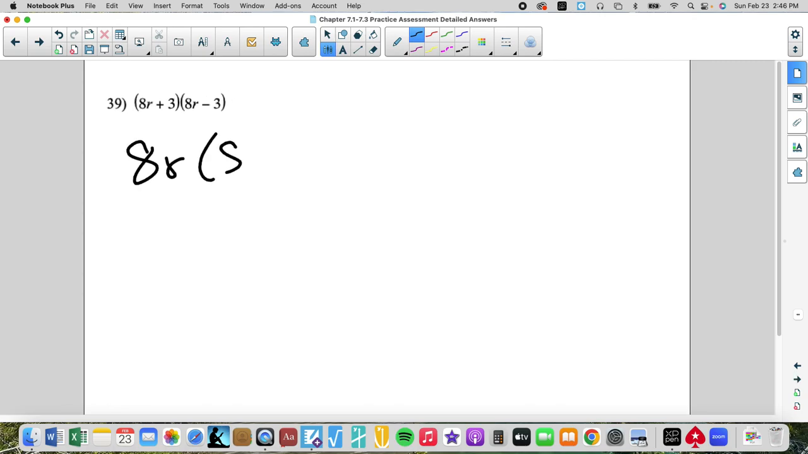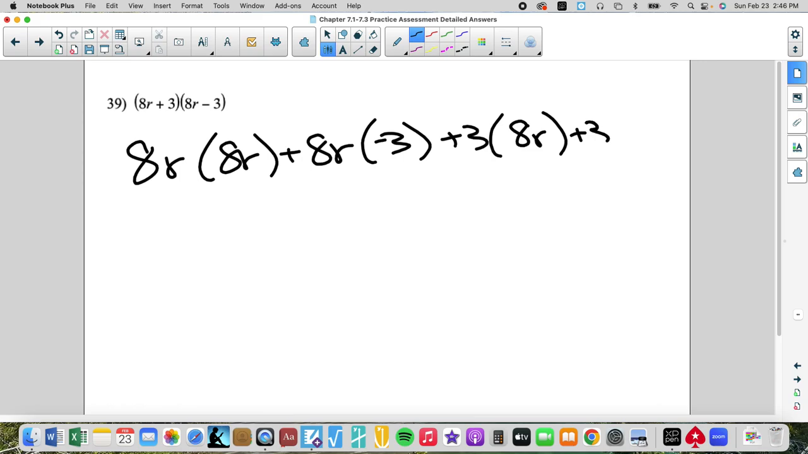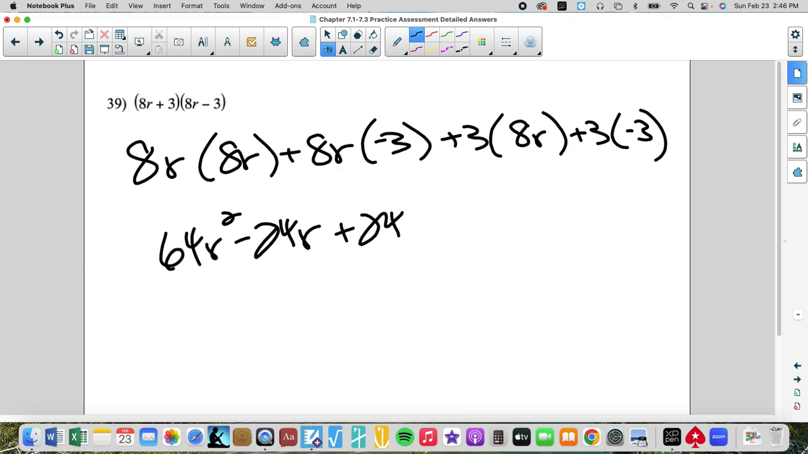8r times 8r plus 8r times negative 3 plus 3 times 8r plus 3 times negative 3. 8r times 8r is 64r squared minus 24r plus 24r minus 9. 64r squared minus 9. Was that it?